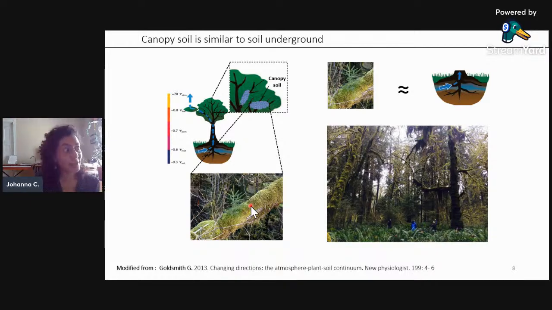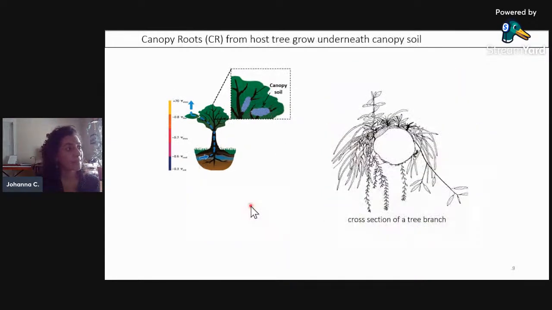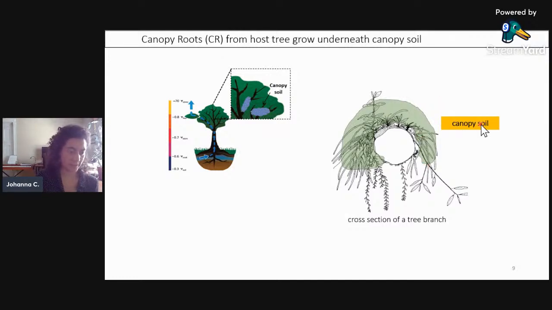So in addition to that, here is a cross section of a branch. And here you can see again all these epiphytes and plants that are growing over the branch. They decompose and form what I told you is the canopy soil. But they have found that there are also roots underneath this canopy soil. And these roots, we call them canopy roots.